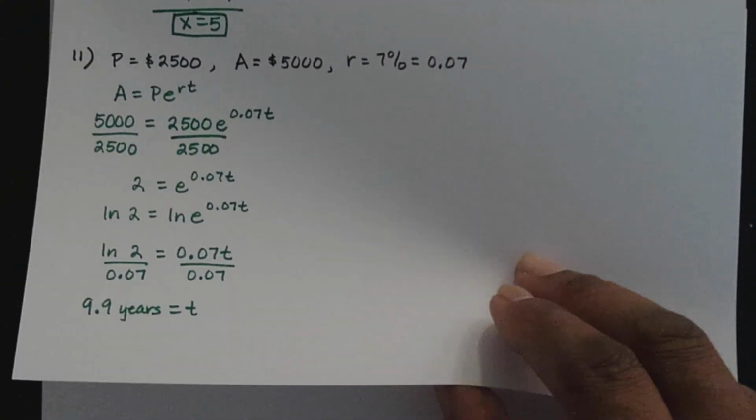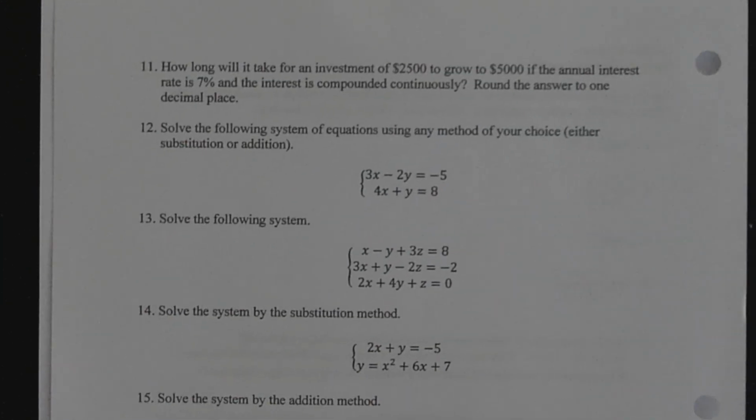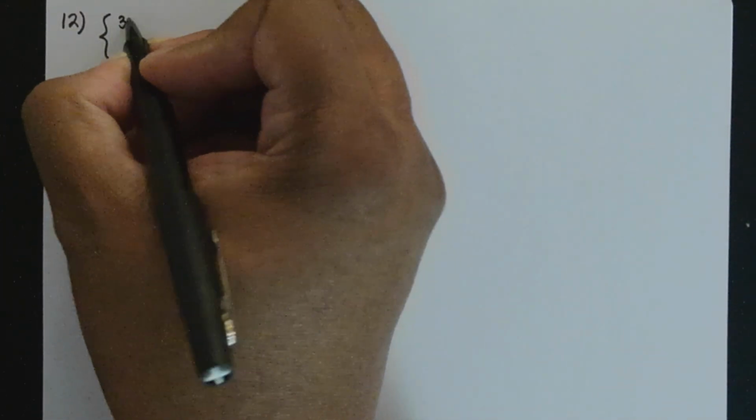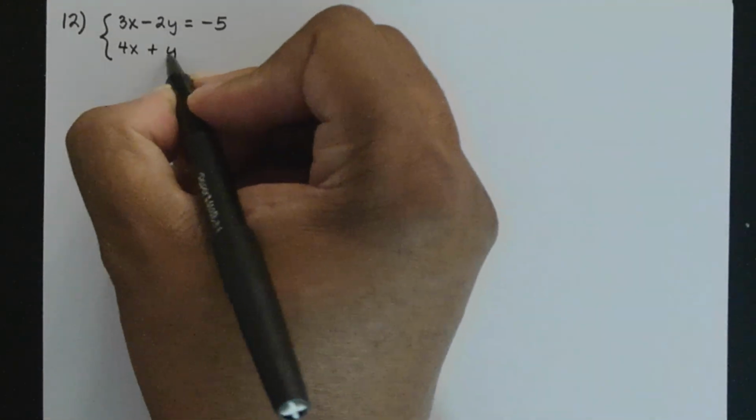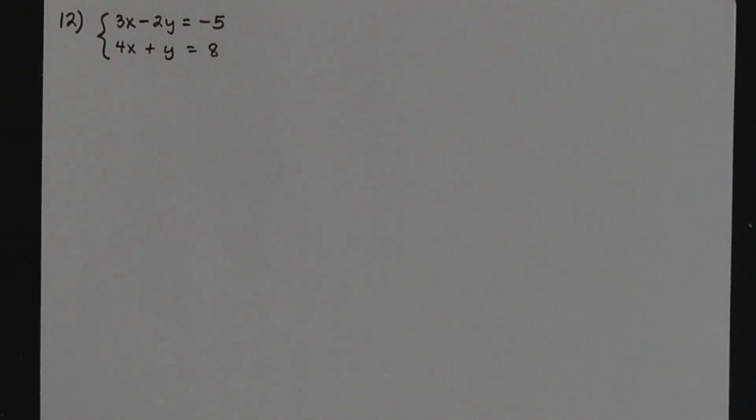It's from section 5.1, and that's systems of linear equations in two variables. It does say solve the following system of equations using any method of your choice, and that's either substitution or addition. So you do have a choice there. In this case, we got 3x minus 2y is equal to negative 5. And the other equation is 4x plus y is equal to 8. Now in this case here, which method would you like to use, substitution or the addition method? All right, we'll use the addition method.